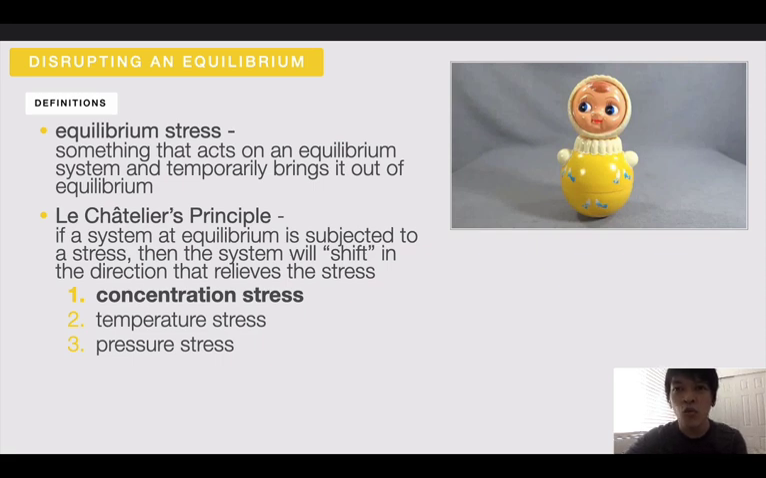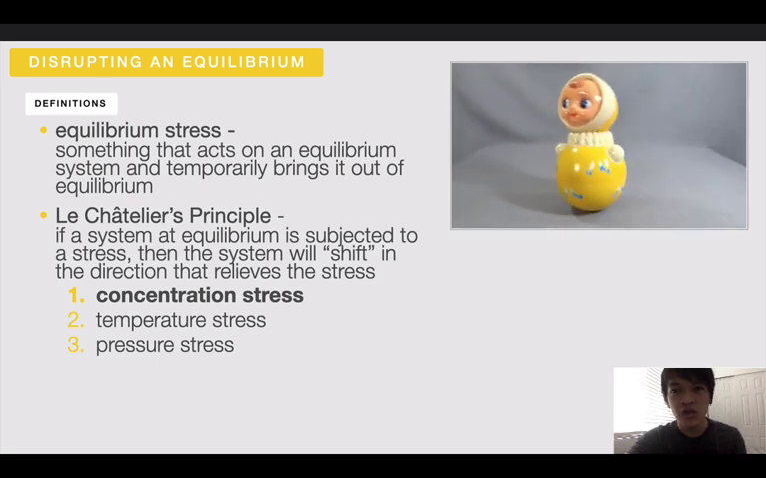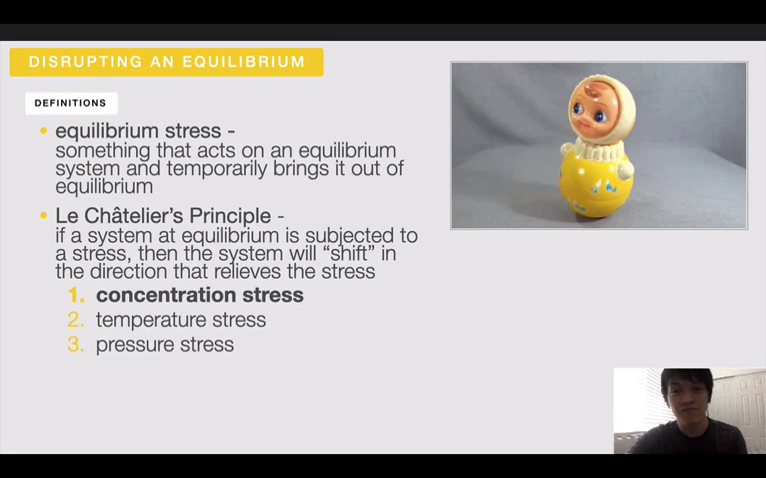If you're wondering why there's a roly-poly doll right there, it's because Le Chatelier's principle kind of reminds me of it. If a system at equilibrium is subjected to a stress, then the system will shift in a direction that relieves that stress.